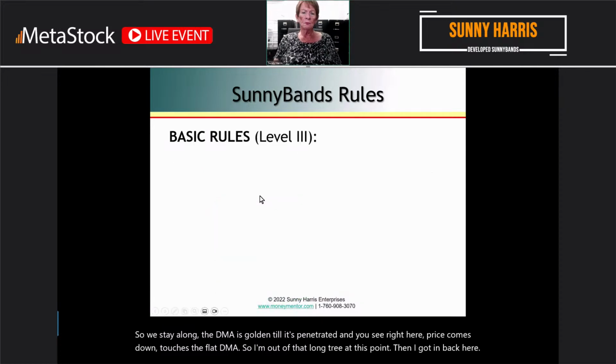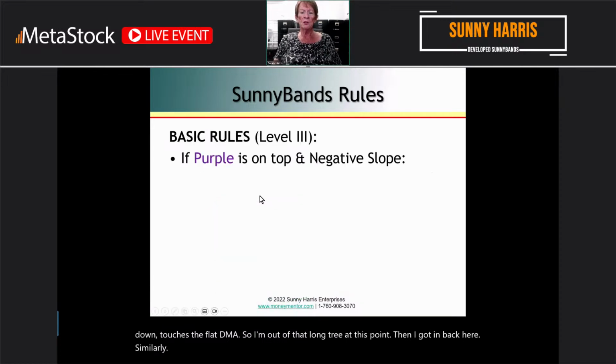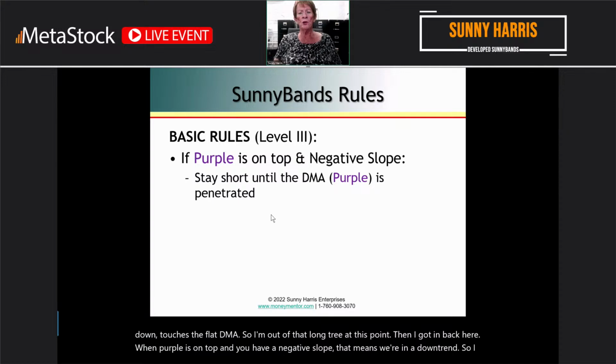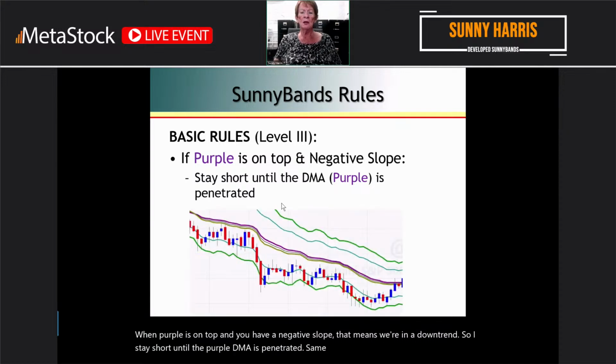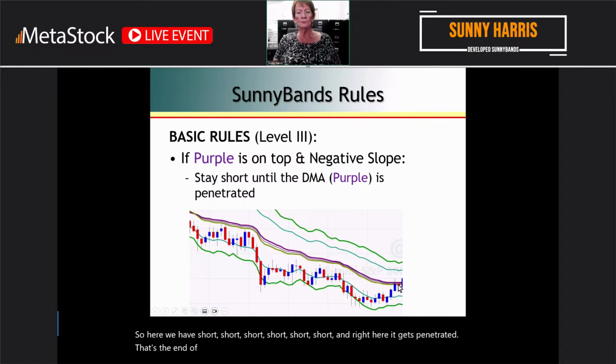Similarly, when purple is on top and you have a negative slope, that means we're in a downtrend. So I stay short until the purple DMA is penetrated. Same way as the other ones, only backwards. So here we have short, short, short, short. And right here it gets penetrated. That's the end of that trade.